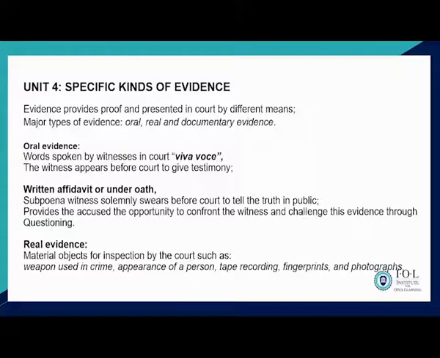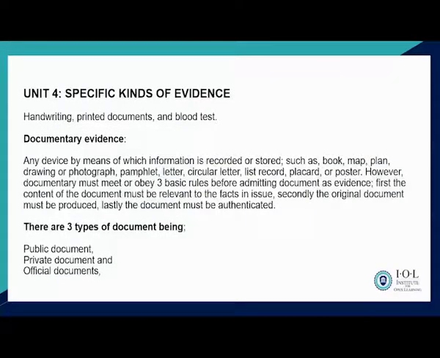Real evidence: material objects for inspection by the court, such as a weapon used in a crime, appearance of a person, tape recording, fingerprints, and photographs. Specific kinds of evidence: handwriting, printed document, and blood test.